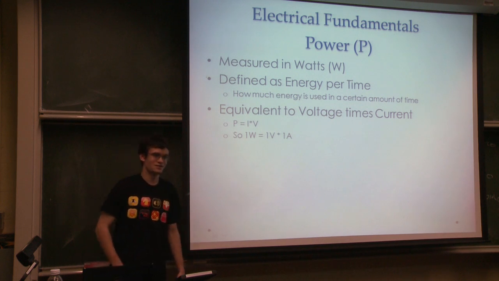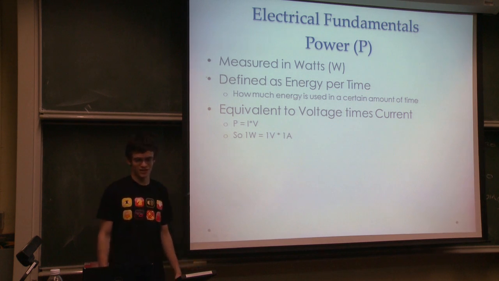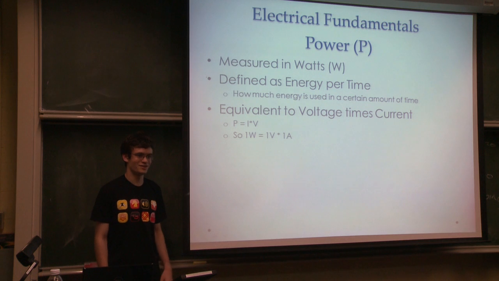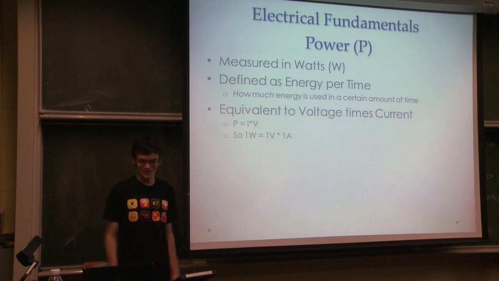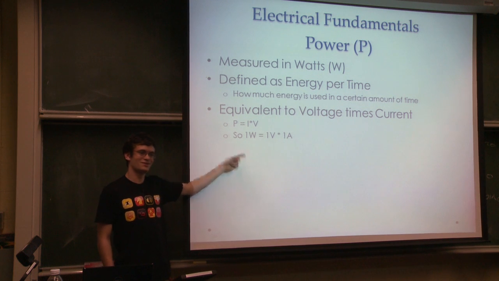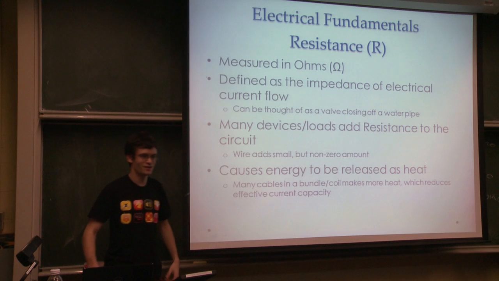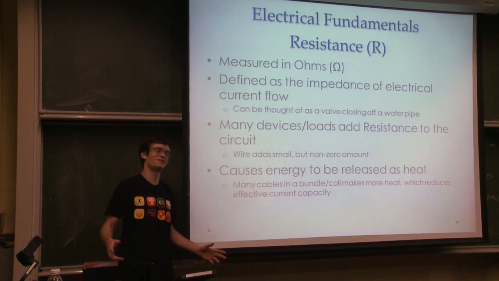Power is the amount of energy spent per time, measured in watts. And you can easily calculate power by multiplying your voltage and your current through the nice clever equation of P equals IV. And it is so convenient that 1 watt is equal to 1 volt times 1 amp. Is everyone good with these so far?